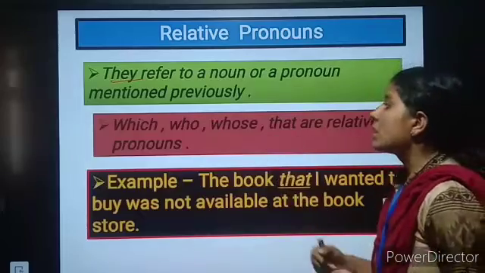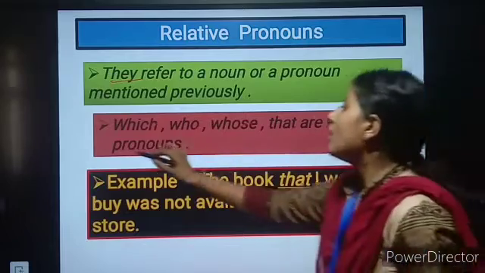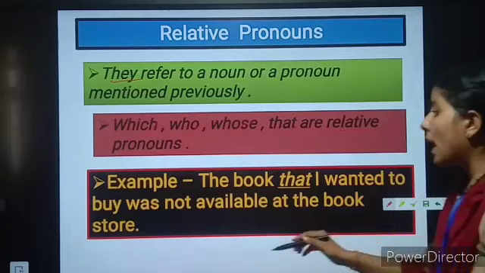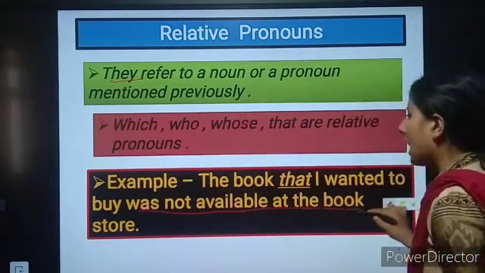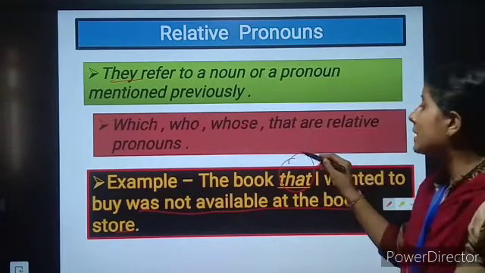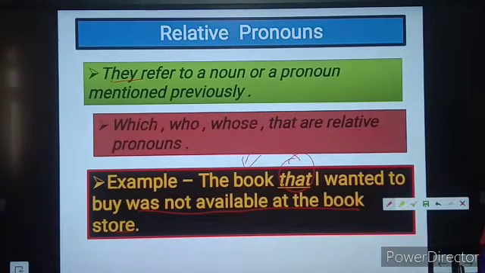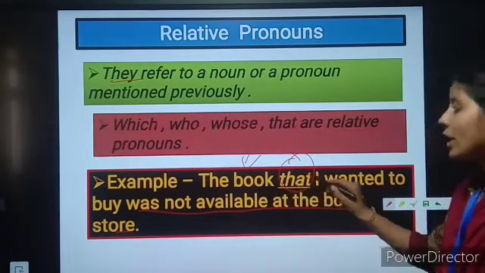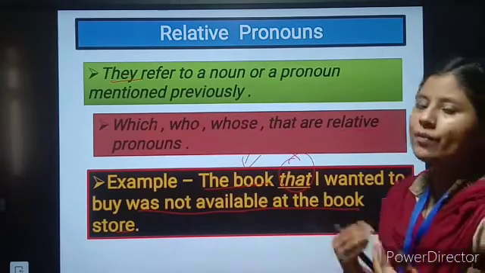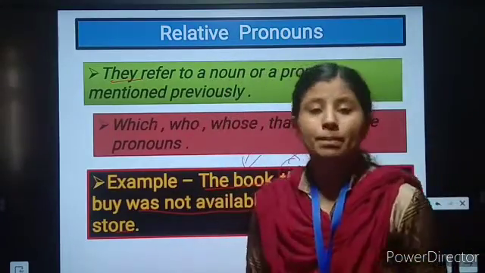Okay, so the words who, which, whose, that are the relative pronouns. Okay, the book that I wanted to buy was not available at the bookstore. So now that is used to denote the same thing which has already been mentioned in the sentence. Okay, so the book that, so we are talking about the same book. So this is the use of relative pronoun. Clear? We use who to show people. Okay.